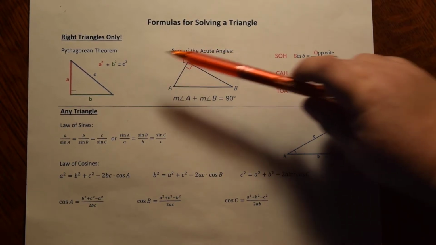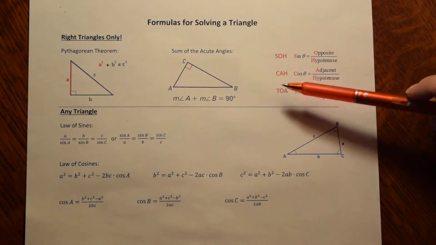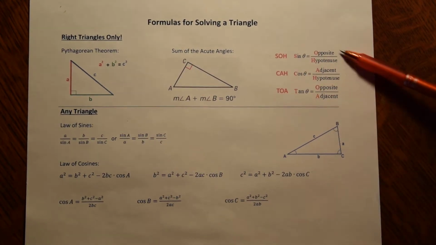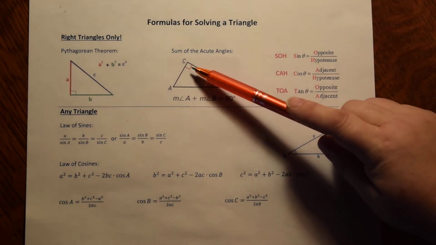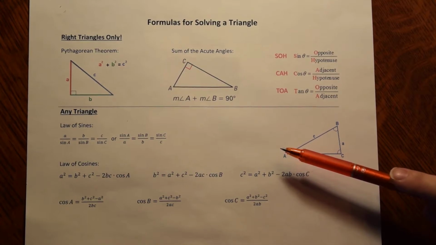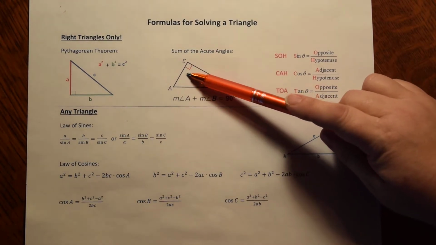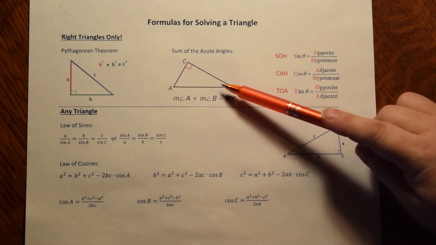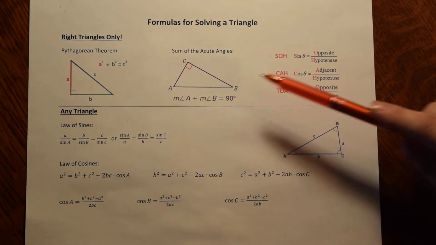So we have all of these formulas that we know about. For a right triangle, we have the Pythagorean theorem. We have SOHCAHTOA. We also know that the sum of all three angles in a triangle adds up to 180 degrees. So if we have a right triangle, one of the angles is going to take up 90 degrees, so there's 90 degrees left for the other two angles.